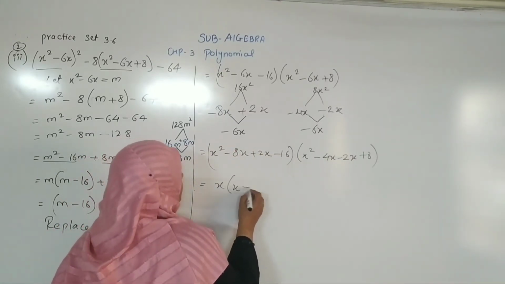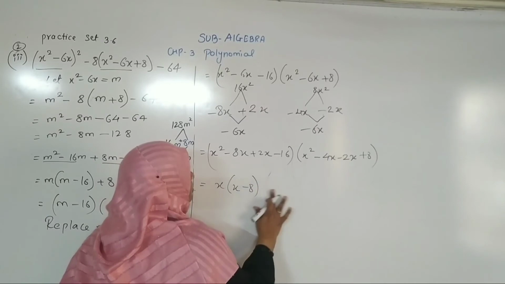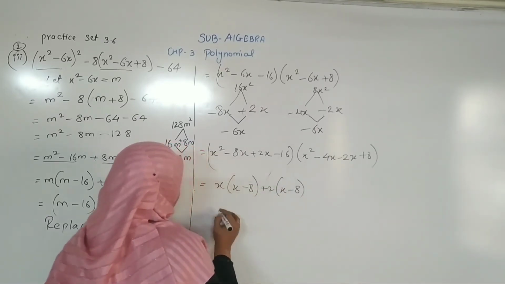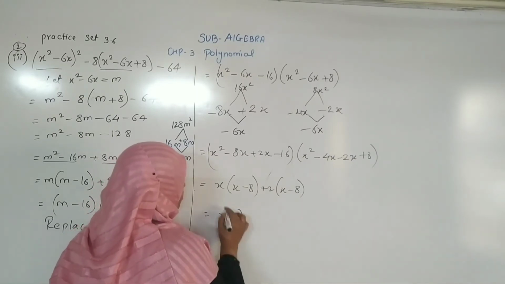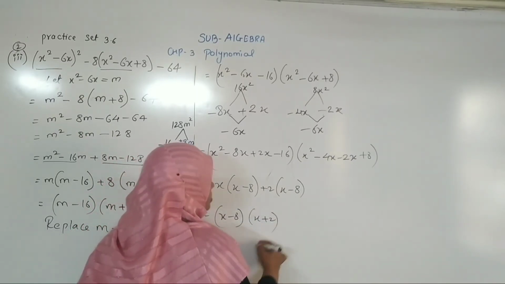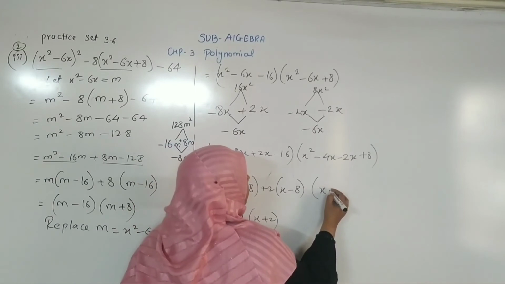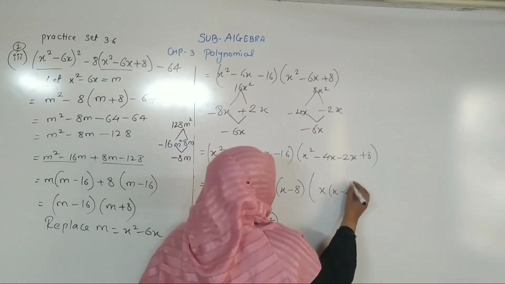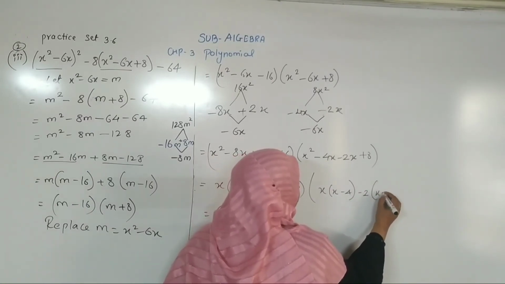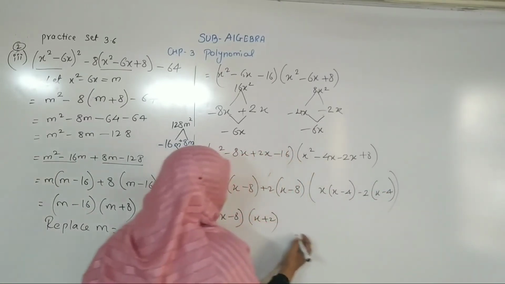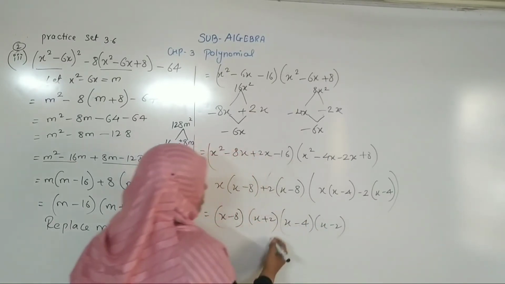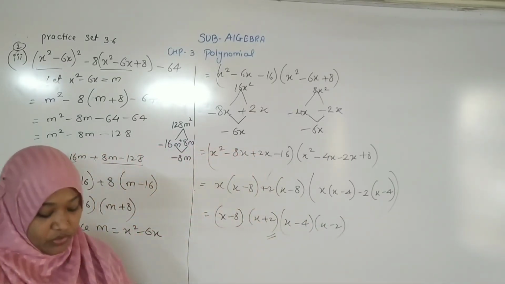Now student, what I am going to do? x out, x minus 8 in. Now I will take plus 2 out. So I will get x minus 8 common, x plus 2 uncommon. Here x out, right student? So inside x minus 4. Here we take 2 out, x minus 4 inside. So x minus 4 and x minus 2. So that is the factorization. Okay?